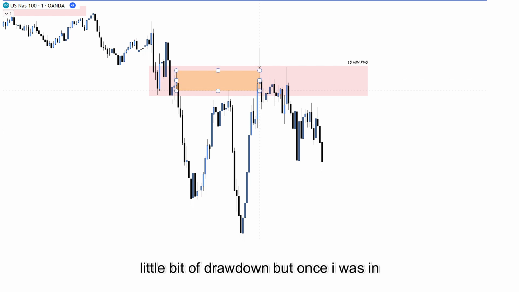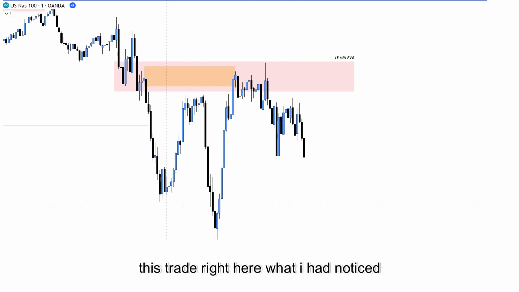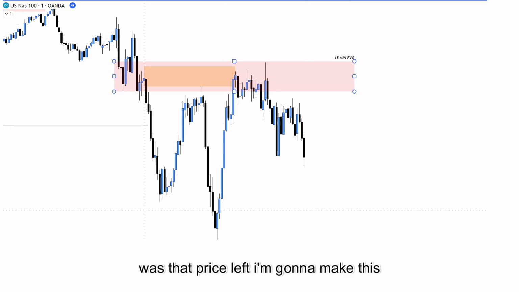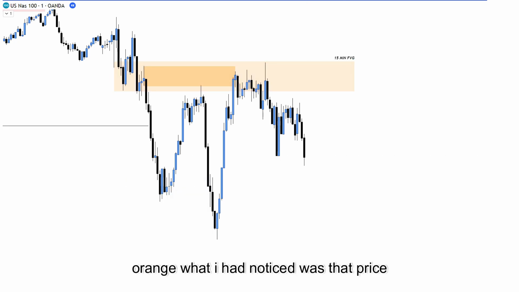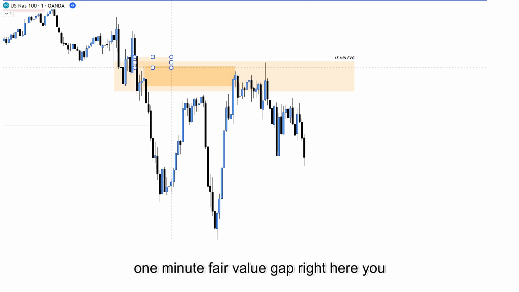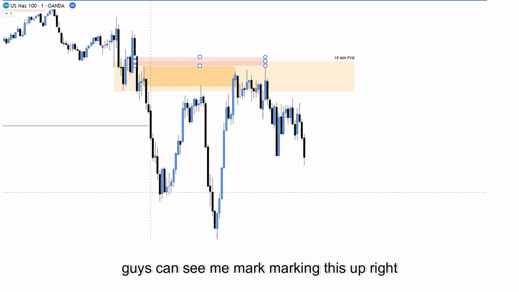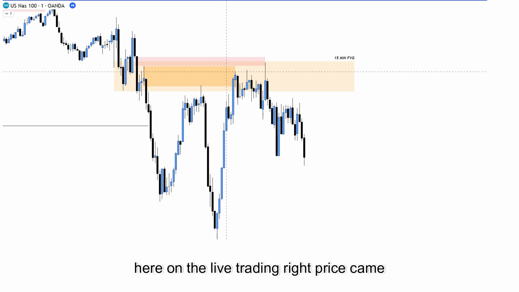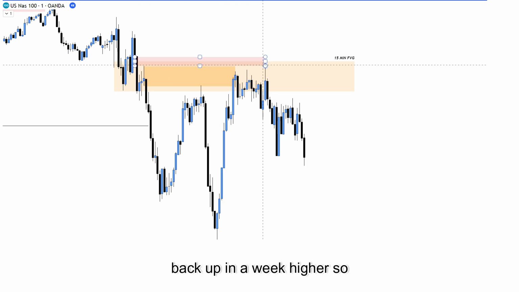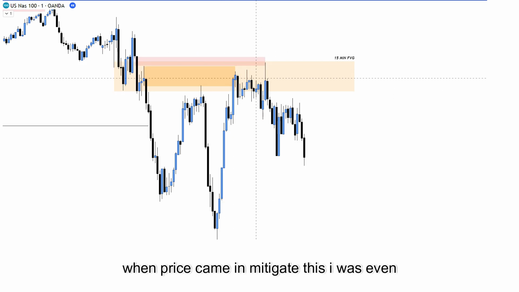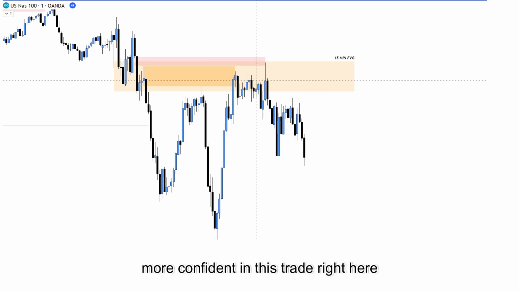So I endured a little bit of drawdown. But once I was in this trade right here, what I had noticed was that price left, I'm gonna make this orange, price left this 1 minute fair value gap right here. You guys can see me marking this up on the live trading. Price came back up and wicked higher. So when price came and mitigated this, I was even more confident in this trade.